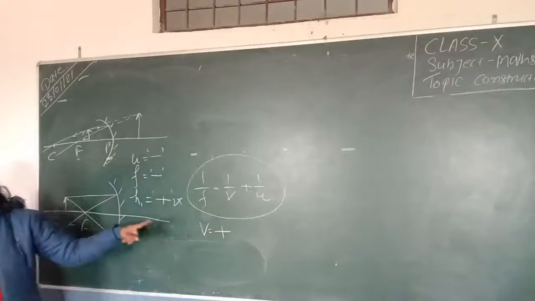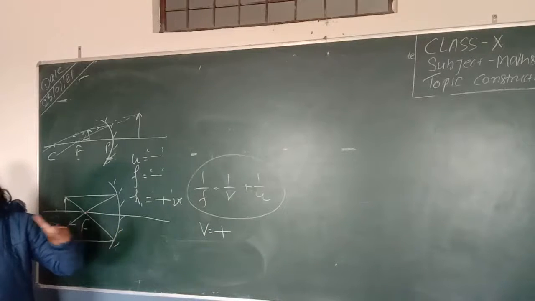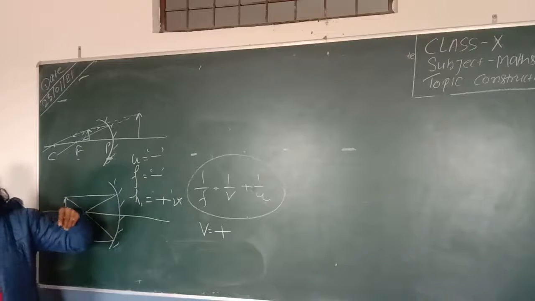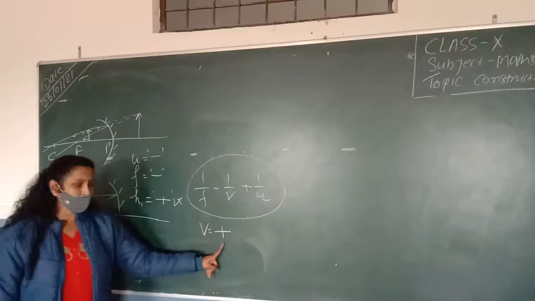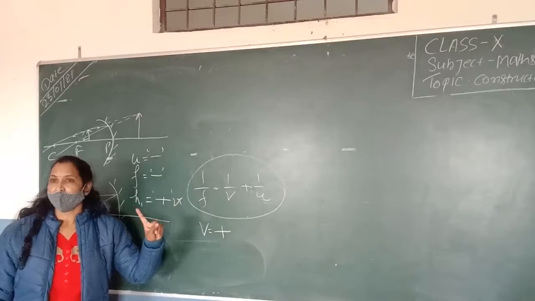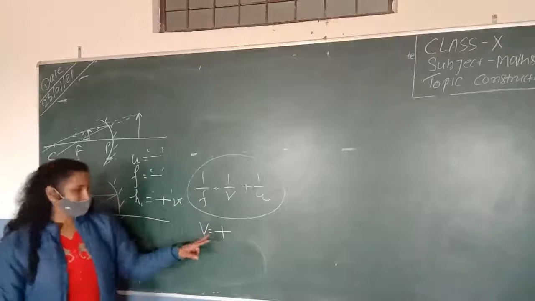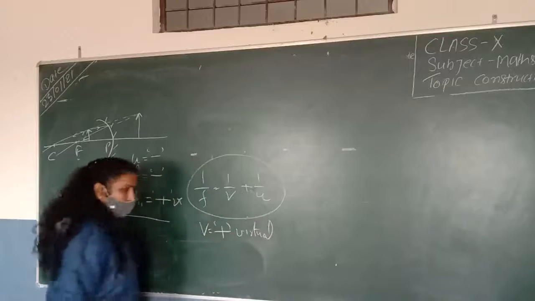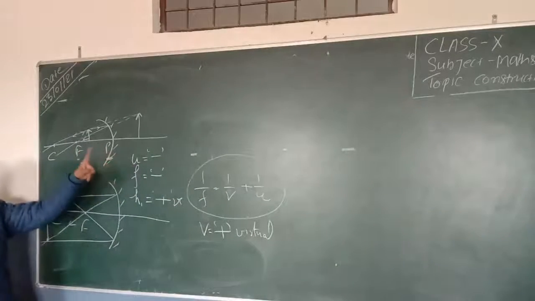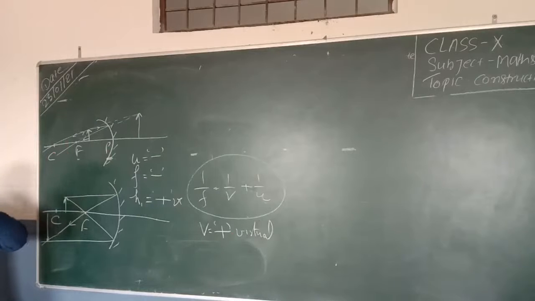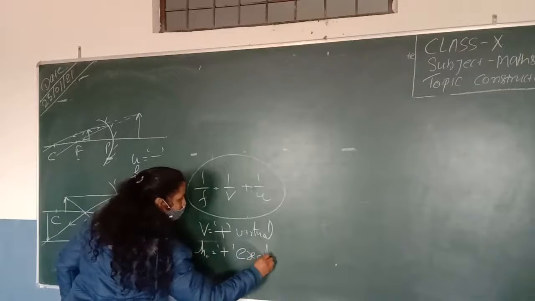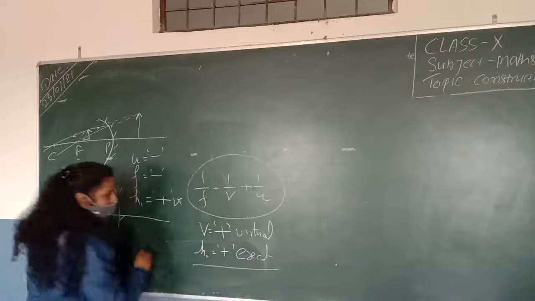If the sign of v is positive, it should be... Anshika, if after calculating by using the mirror formula, v is positive, it shows that the image will be virtual. So this sign will show that the image is virtual. If the virtual image is formed, then the image is always erect. It means h2 should be positive. h2 is positive, erect. So this is the one case where the virtual image is formed.